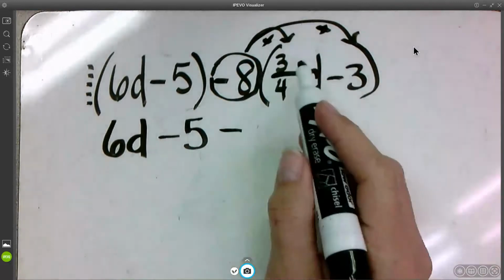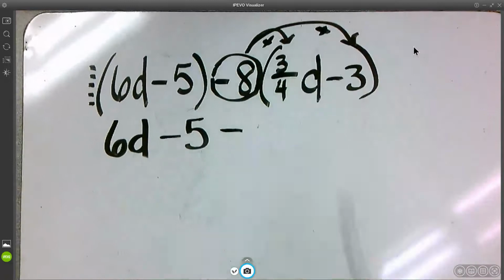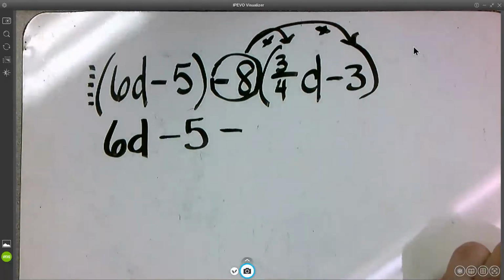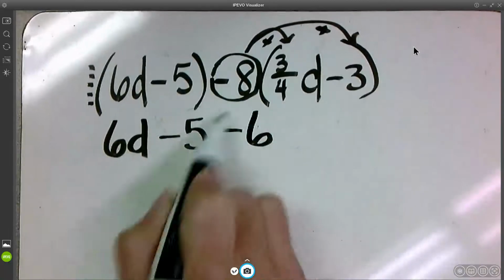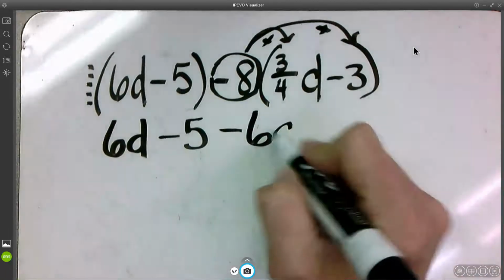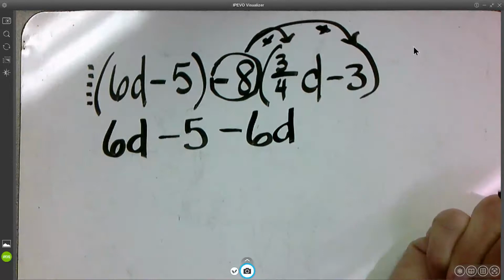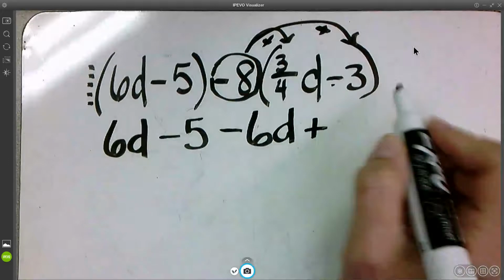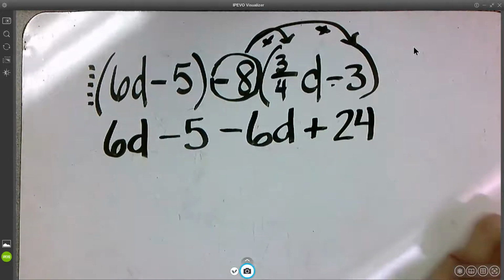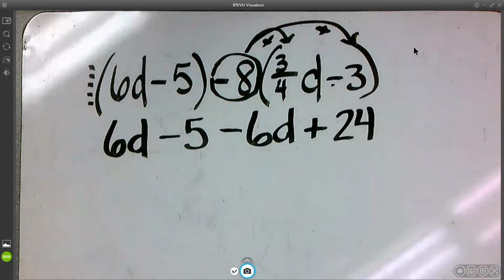And I have negative 8 times 3/4. I can use my calculator and use my ABC button. And I end up with a negative 6. And the negative is right there as the minus sign. Make sure I bring down my variable of the d. And I have a negative 8 times a negative 3 gives me a positive 24. So now I've simplified it by removing all the parentheses.